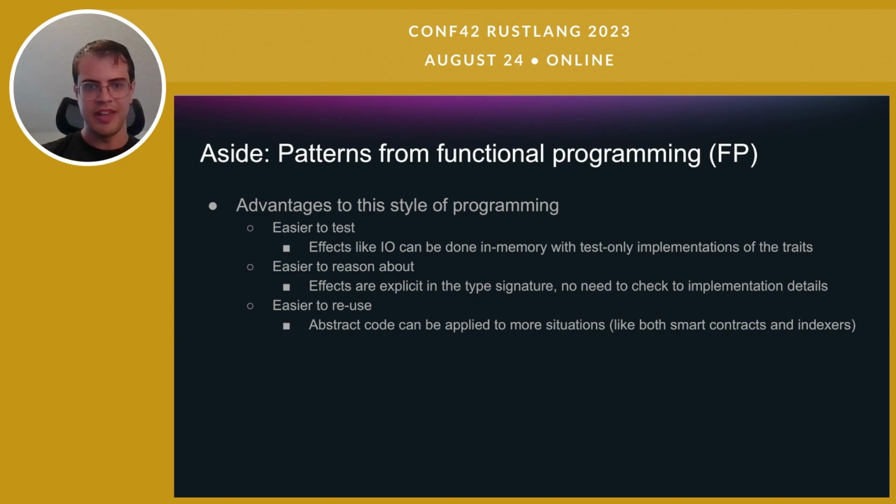Finally, this code is easier to reuse. And that is kind of the whole point of this talk. Once your code is written in this abstract way, you can use the same code for any different application that you need. So in the case that we're talking about, it's a smart contract and an indexer. But you can imagine that the same kind of thing would work, say, if you had a web application and a mobile application.